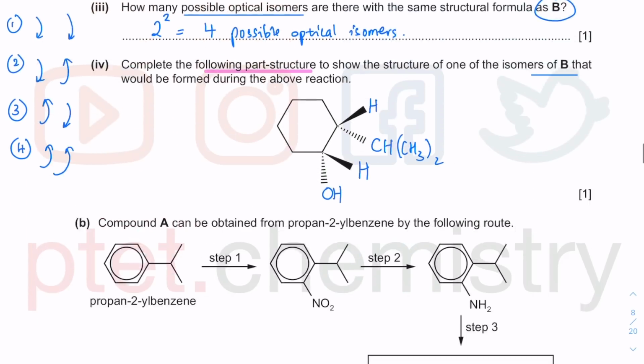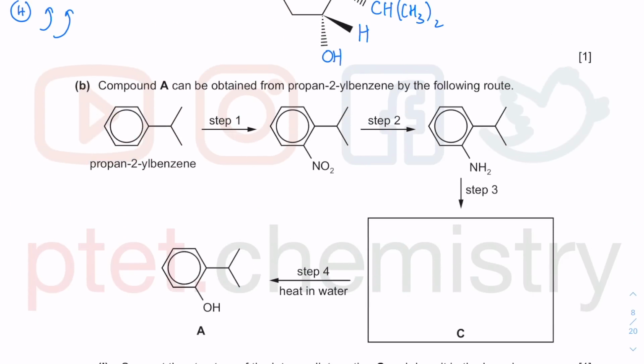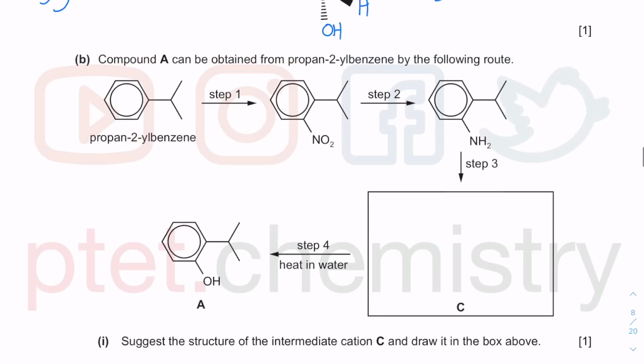Okay. What about this next question? Compound A can be obtained from this propan-2-yl benzene. That seems a bit funny.